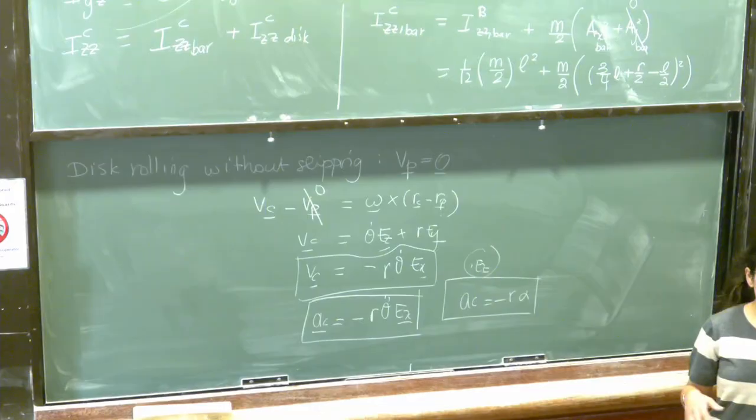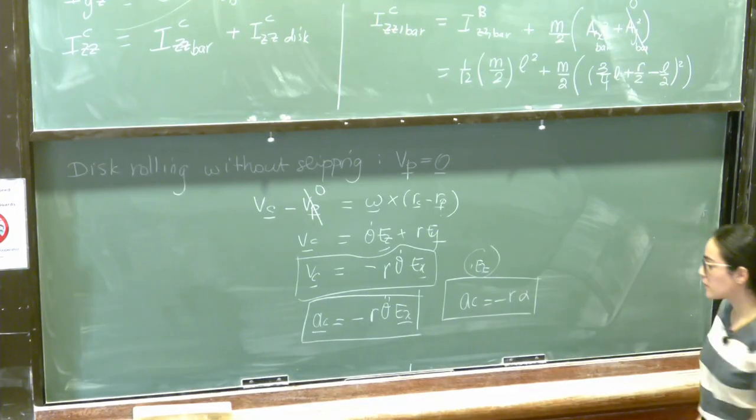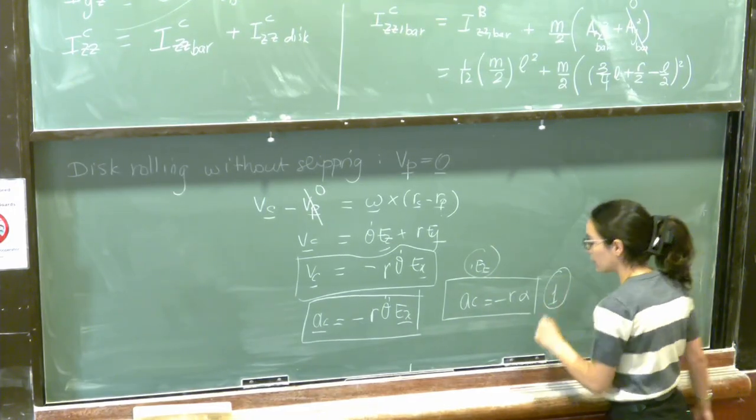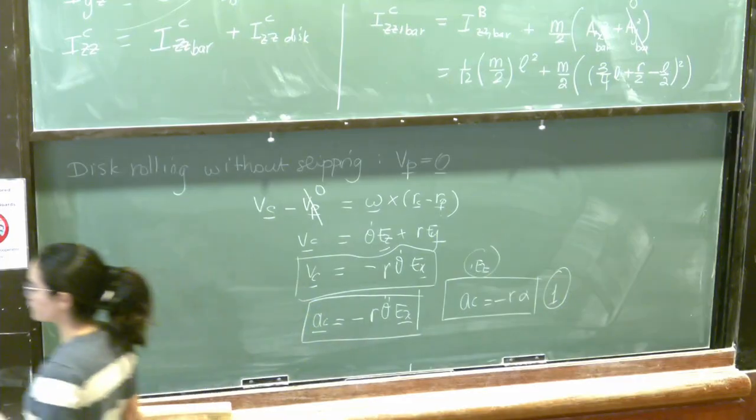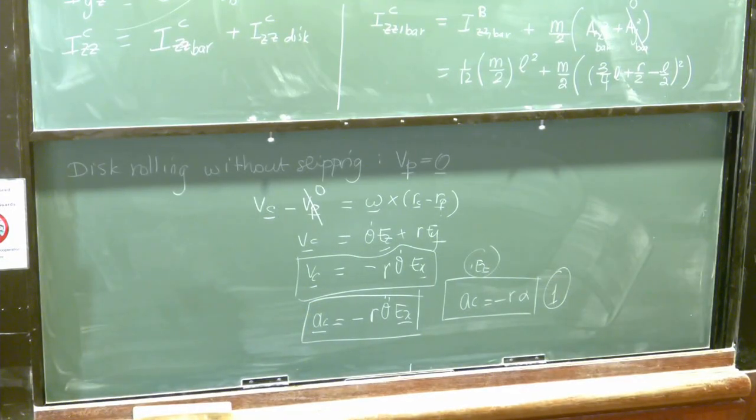But I can just use equation 1 and equation 2 when I dot it with Ez, and I would just solve for alpha and AC. I don't have to solve for the normal and the friction force if I want to calculate alpha. Does that make sense? Any questions?